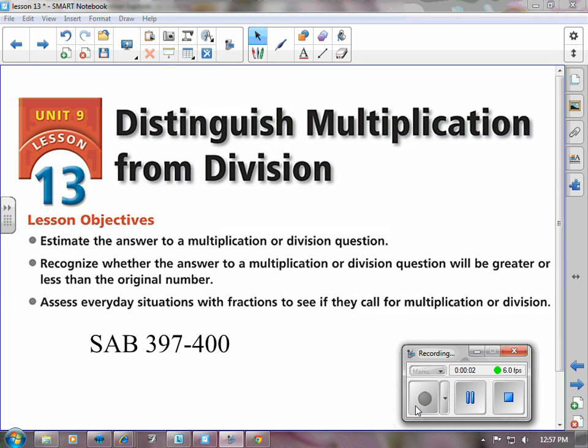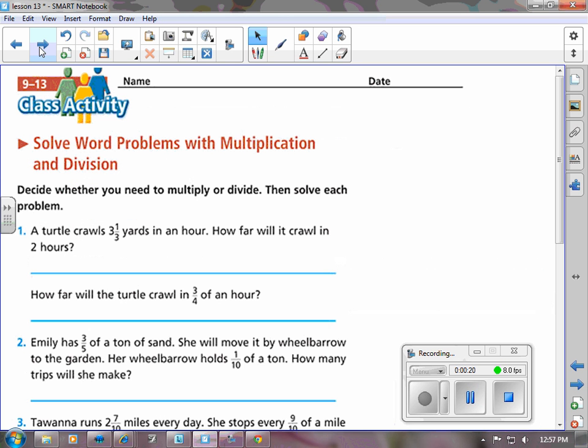Alrighty, in Unit 9, Lesson 13, we're just going to determine when we multiply and when we divide, even with fractions, and then doing some estimation to determine what we're going to do. SAB page 397 to 400. So we're just going to look at these situations and decide, do we multiply or do we divide?